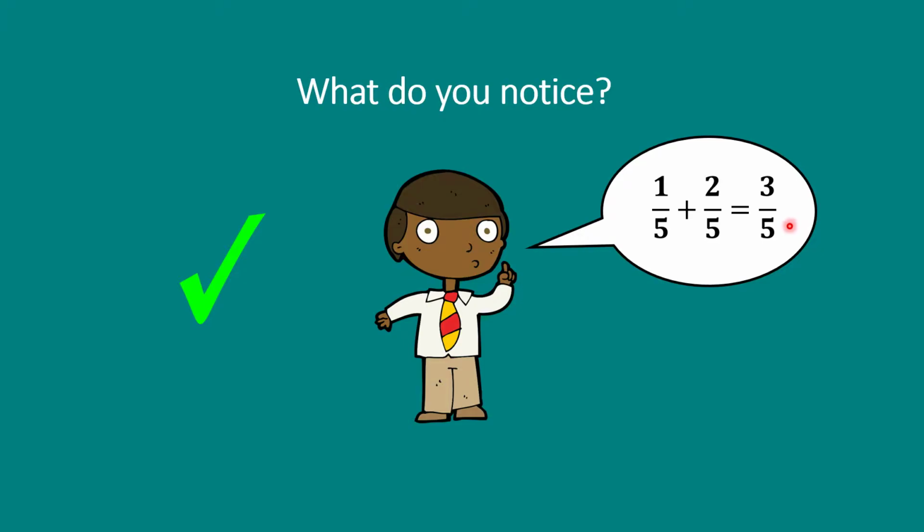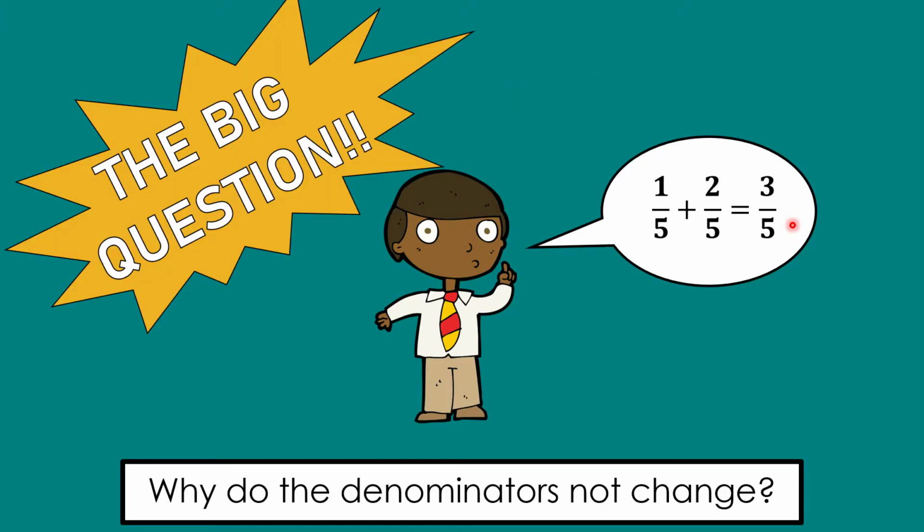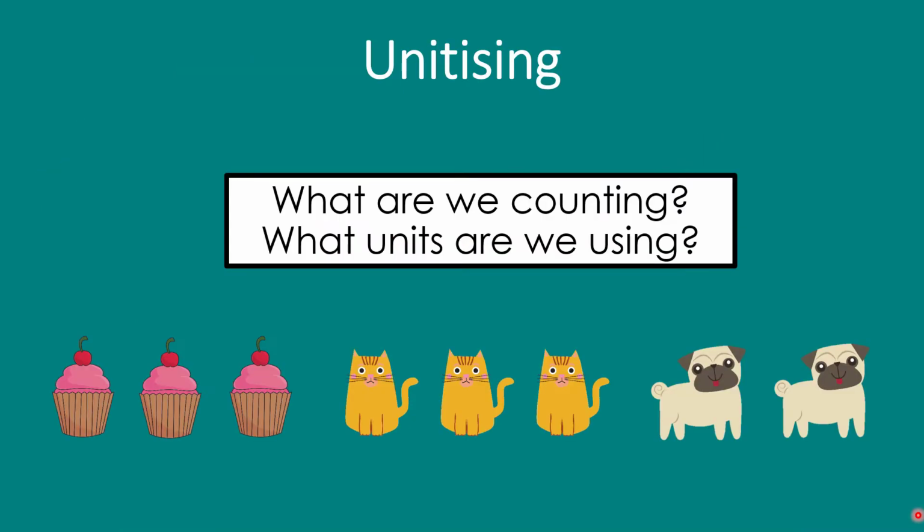So, are you ready for Tao Tao's big question? Here it comes. Okay, Year 3s, are you ready? Here comes the big question. Why do the denominators not change? Why don't we add them? Why do we only add the numerators? Let's have a think about that. I know you'll be able to answer the big question by the end of the lesson, so pay attention, think carefully. We're going to answer Tao Tao's big question by using something called unitizing.